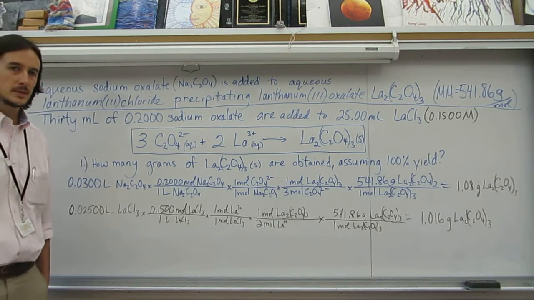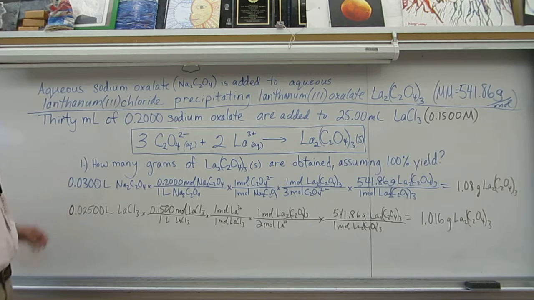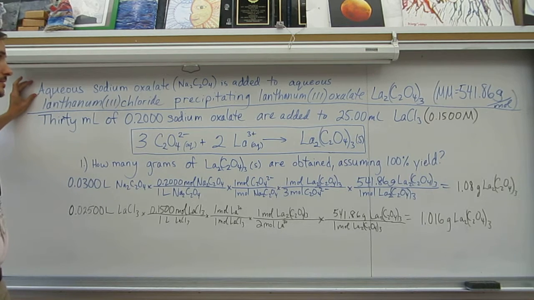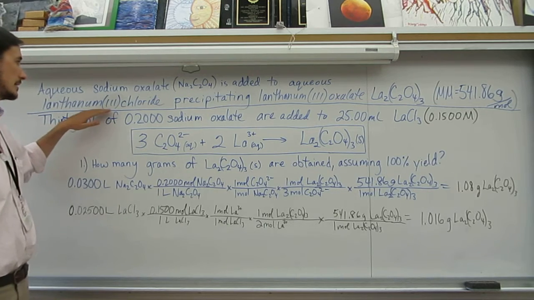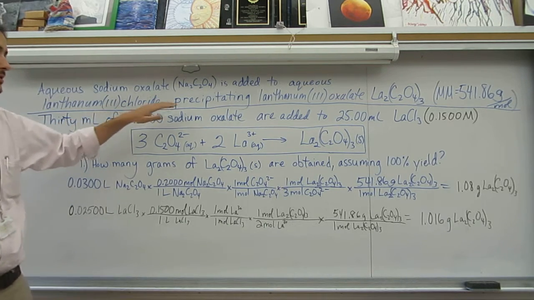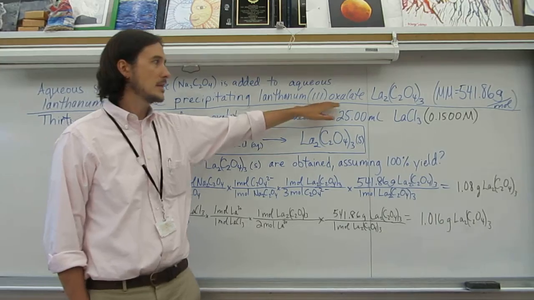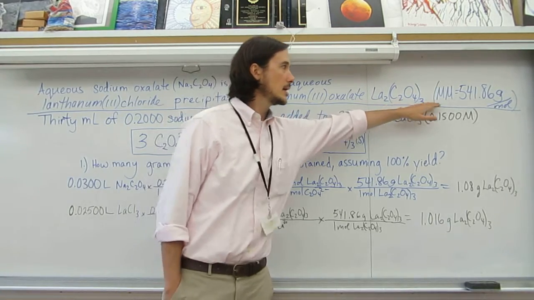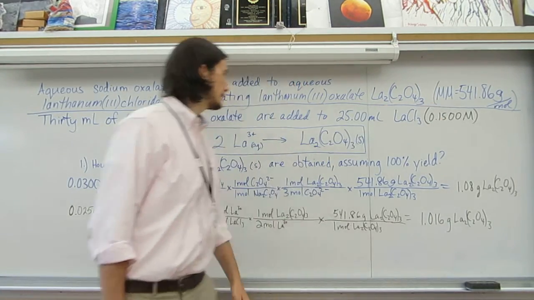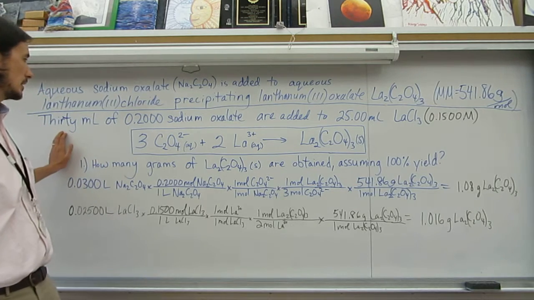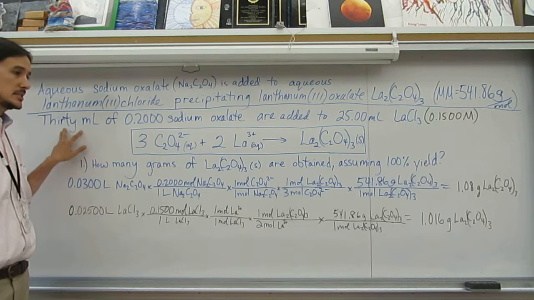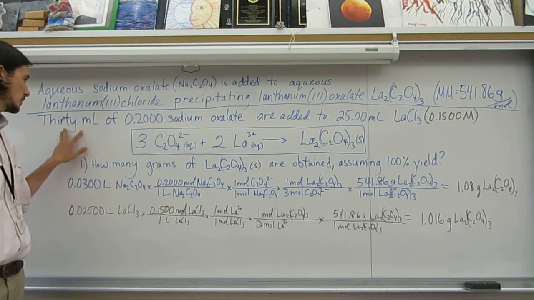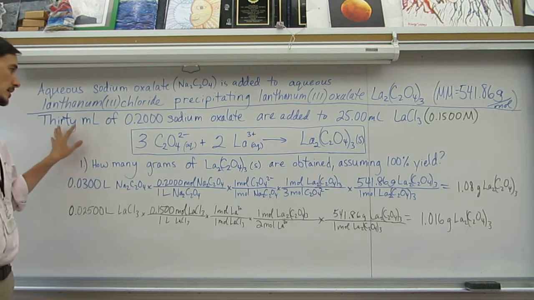Let's look at this problem. To start, aqueous sodium oxalate, we've got a formula, is added to aqueous lanthanum(III) chloride, precipitating lanthanum(III) oxalate, and you're given a molar mass. 30 milliliters. It's written 30, so I don't know how many sig figs that has. Maybe 3, maybe 2. I don't know, maybe 3.